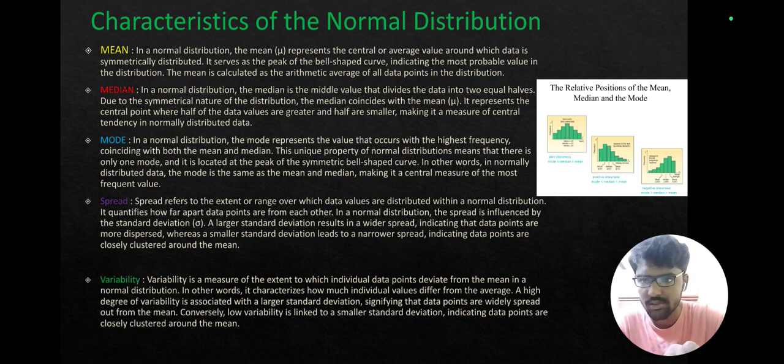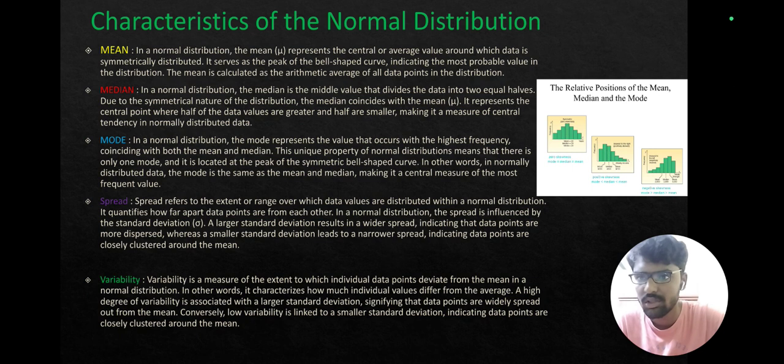In a normal distribution, the mode represents the value that occurs with the highest frequency, coinciding with both the mean and median. This unique property of normal distributions means there is only one mode, and it is located at the peak of the symmetric bell-shaped curve. In other words, in normally distributed data, the mode is the same as the mean and median, making it a central measure of the most frequent value.